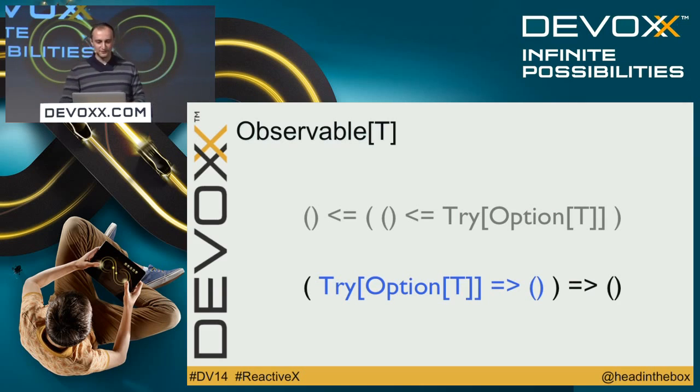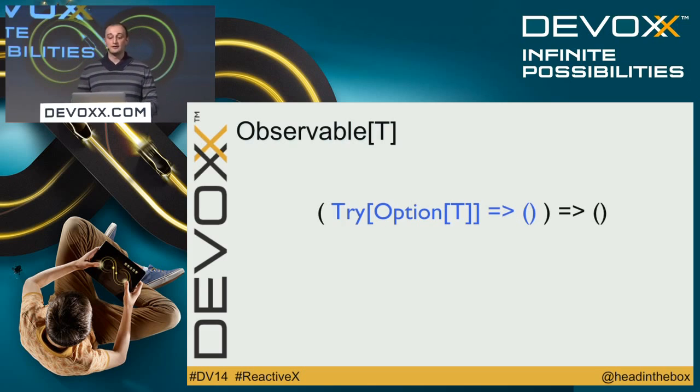We have a function that gets a callback, which can either take something that goes wrong, an actual value, or a completion event, and then do something. So let's look at this type. If we characterize this, the blue lambda represents the observer, the observer that we have seen before. Try can go wrong, Option can emit the value, or it can emit nothing, meaning that it has completed. And the outer lambda is the subscribe method.